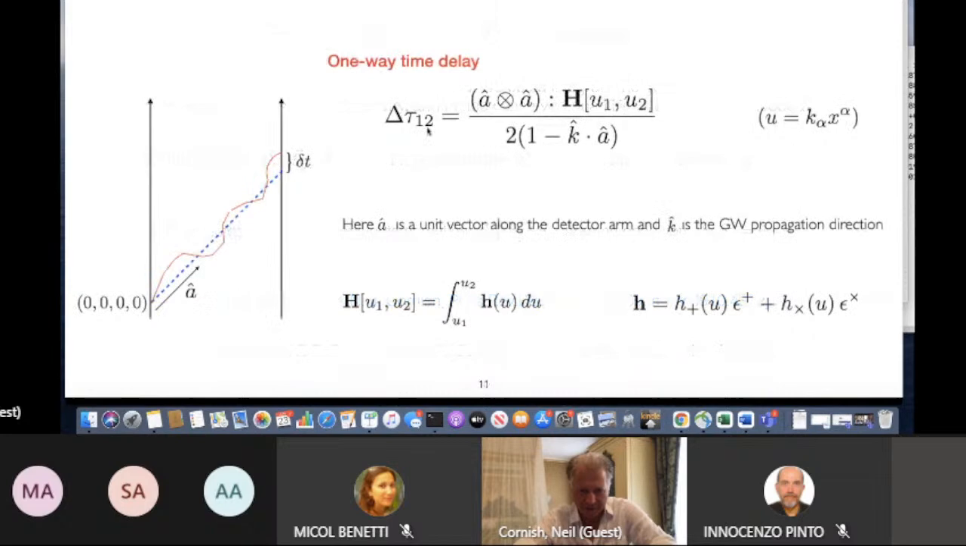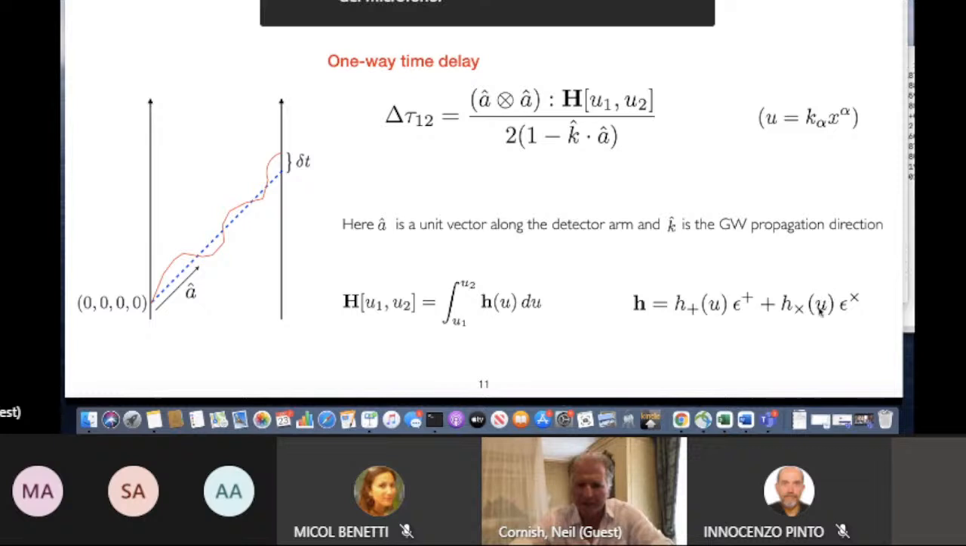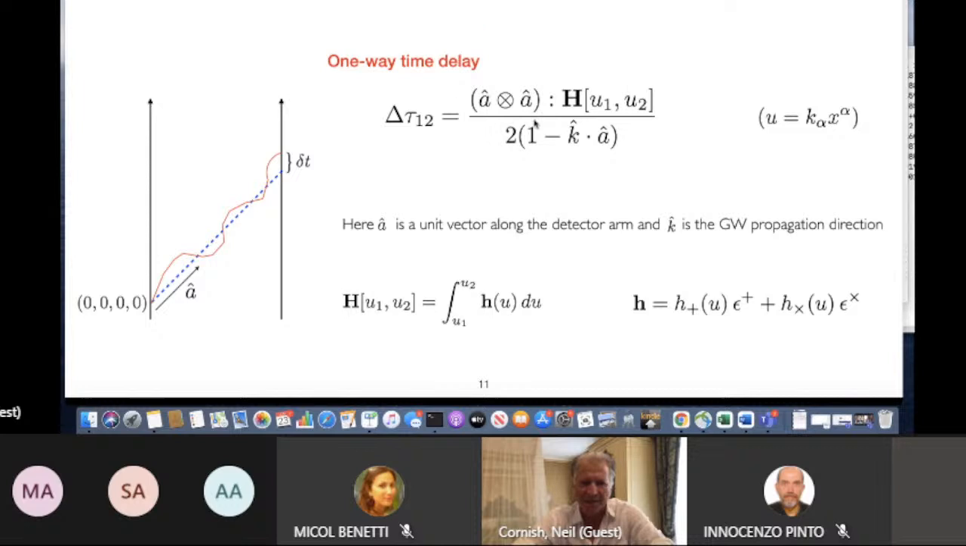And you get, on a one-way path from one location to another location here, the time delay depends on this: A hat is the direction that the electromagnetic signal is going. This symbol here is the tensor product, and that's just contracted with the antiderivative of the gravitational wave. Here, K hat is the direction that the gravitational wave is propagating. So you've got the polarization tensors, and that's it. That's that formula there, which is the one-way time delay between two locations, is all that you need to know to calculate the response of any of these gravitational wave detectors that we currently use.